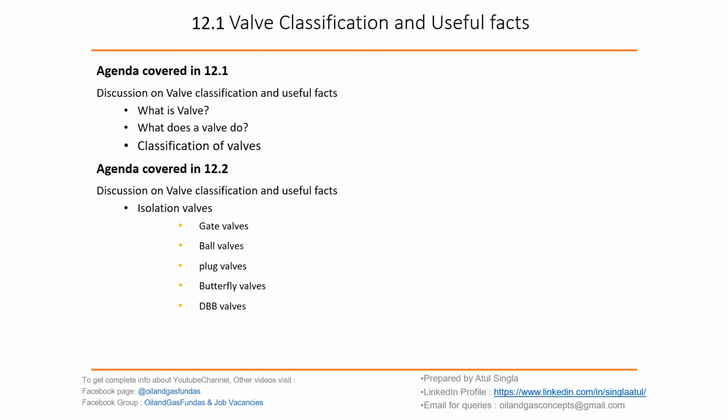So what we have understood here is the definition, what a valve does, its function and principles, and how we classify the valves. In the next part we are going to start our discussion on isolation valves. We'll cover gate valve, ball valve, plug valve, and butterfly valve along with DBB, double block and bleed valves. I'm sure the next part will be a very interesting part. So see you in the next part.